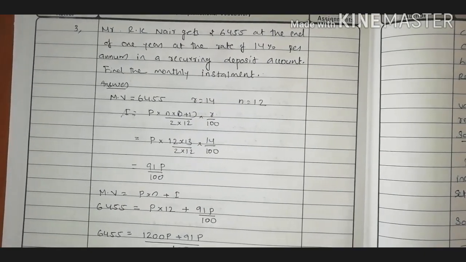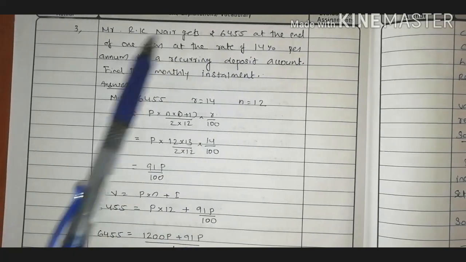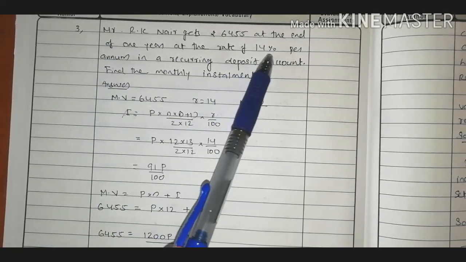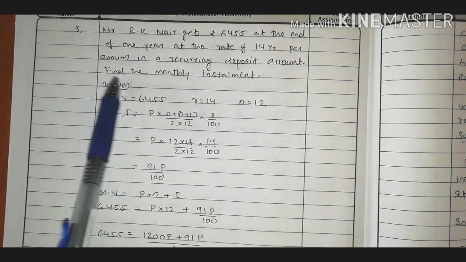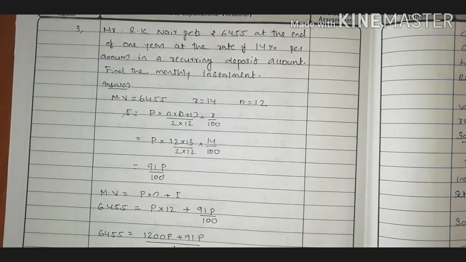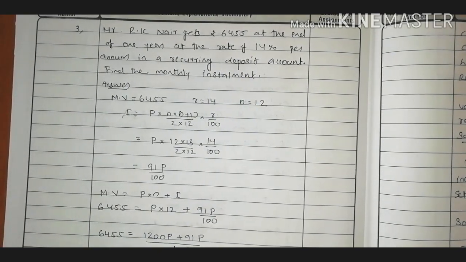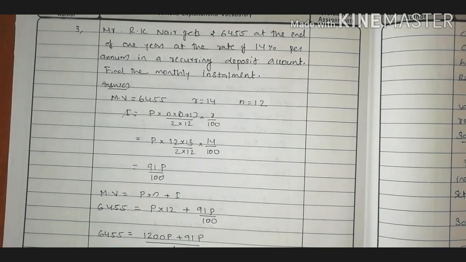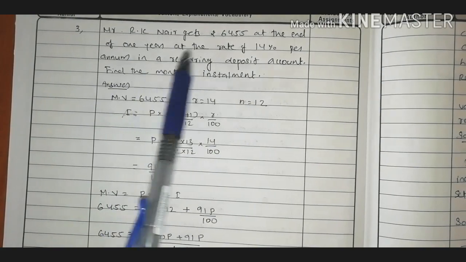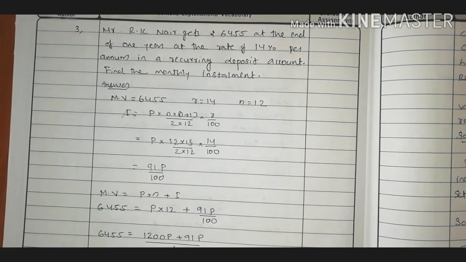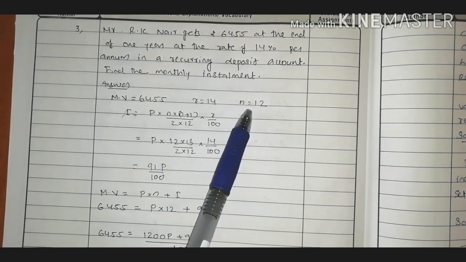And the next question is, Mr. R.K. Nair gets rupees 6,455 at the end of 1 year at the rate of 14% per annum in a recurring deposit account. Find the monthly installment. So here it is given that Mr. R.K. Nair gets 6,455 at the end of 1 year. That means the maturity value he is getting is 6,455. The year is 1 year, that is 12 months, and the rate of interest is given as 14%. So maturity value is 6,455, R is equal to 14 and N is equal to 12.